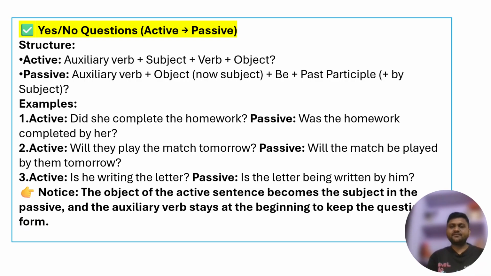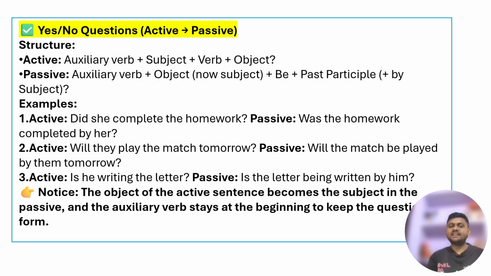First, we will deal with yes no questions. The general structure in active voice of a yes no question is auxiliary verb plus subject plus verb plus object and question mark. And the passive of the same is auxiliary verb plus object plus be plus verb's third form or past participle. 90% of the yes no questions follow this structure, but there are some exceptions.